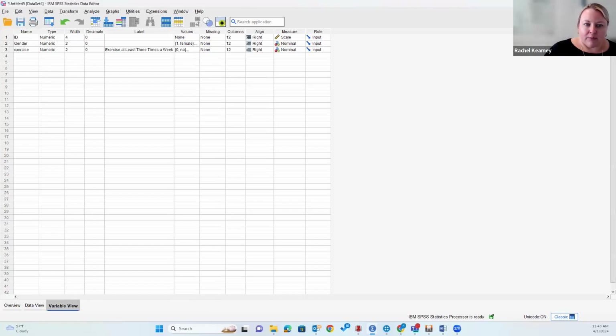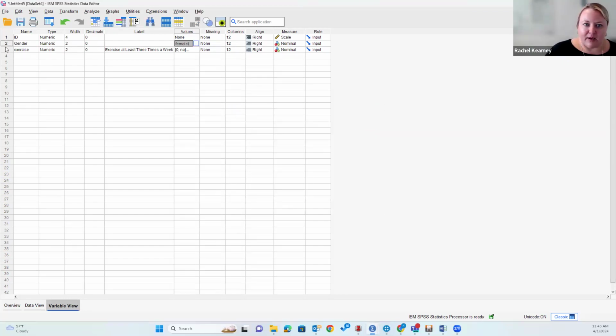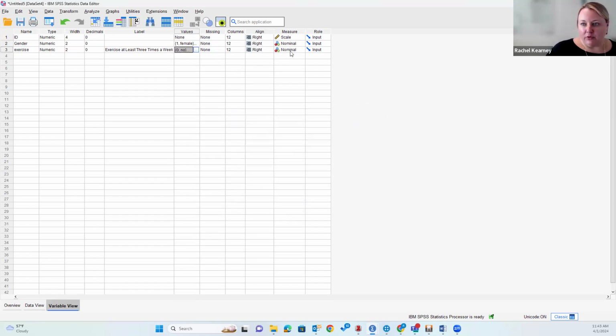So our variables are gender. We have labeled those, one as female, two as male, and then exercise. Basically we have, if they exercise at least 3 times a week, and that was a yes or no question. So I put 0 for no and 1 is yes. And so these are both nominal variables since it's either male or female or yes or no.